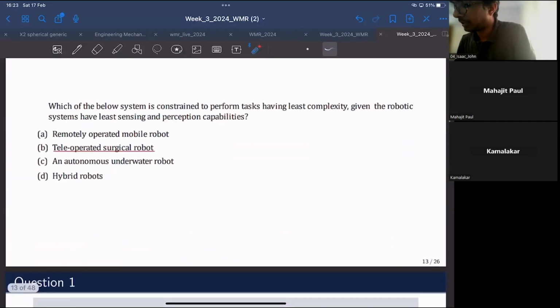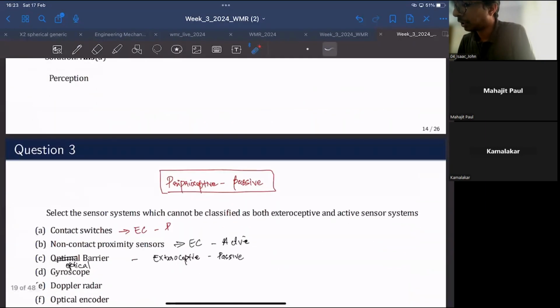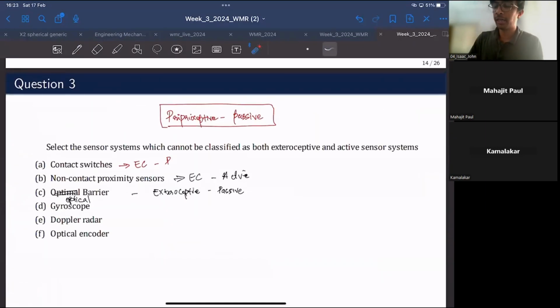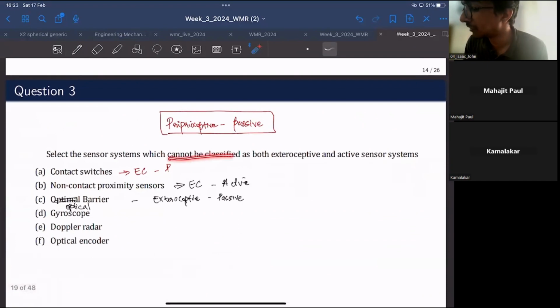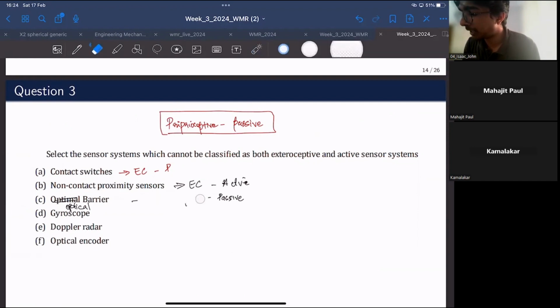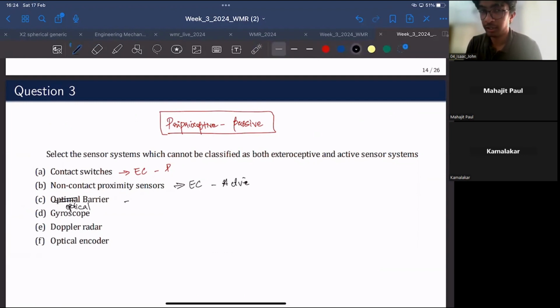So it says which of them is not, yeah, it's written in a confusing way. It says which cannot be classified as both exteroceptive and active. So what we are exactly looking for is proprioceptive and passive. So this optical barrier is also used as tactile sensors. Since it is tactile, most of the tactile sensors are exteroceptive because it is actually measuring something that is external to a robotic system.